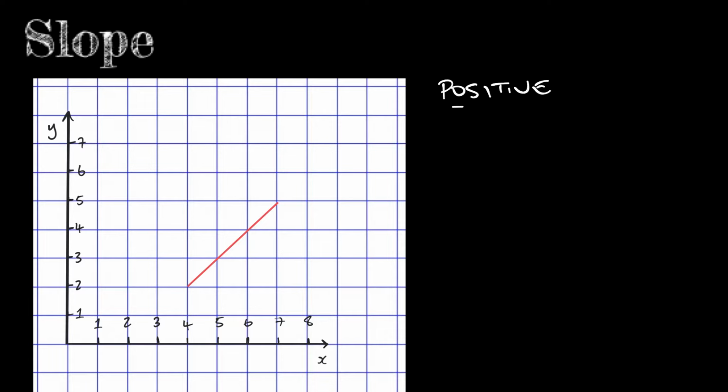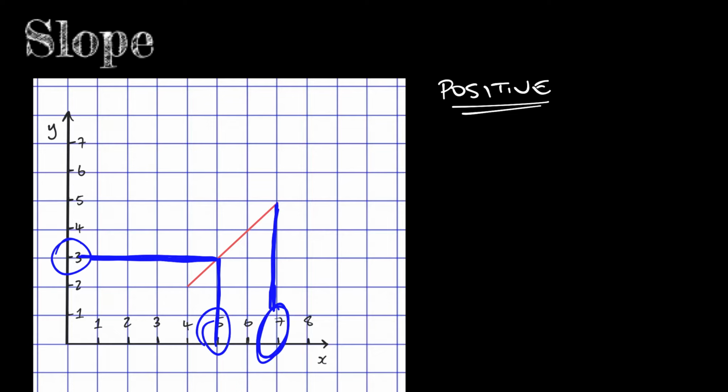is because as your x values get bigger, so you can see here my x value there is 5 and my y value is 3. Okay, so my x value is 5, my y value is 3. But as my x values get bigger, so let's go to here. So my x value there is 7, and my corresponding y value will be 5.